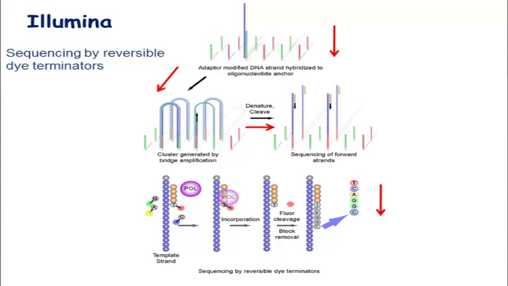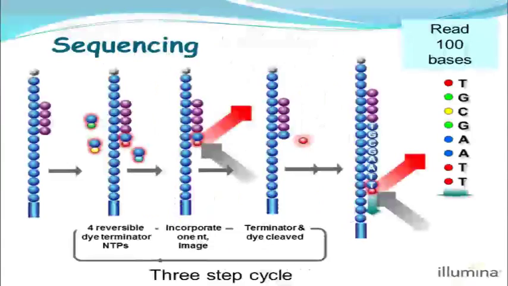Once the DNA product has been loaded onto the flow cell surface, the DNA will hybridize with the 5' anchor and the 3' anchor to form the DNA bridge. Then the DNA cluster will be generated through bridge amplification. After this, the sample will be denatured and cleaved from one end. Then the sequencing will go in this direction. Here is just showing the workflow.